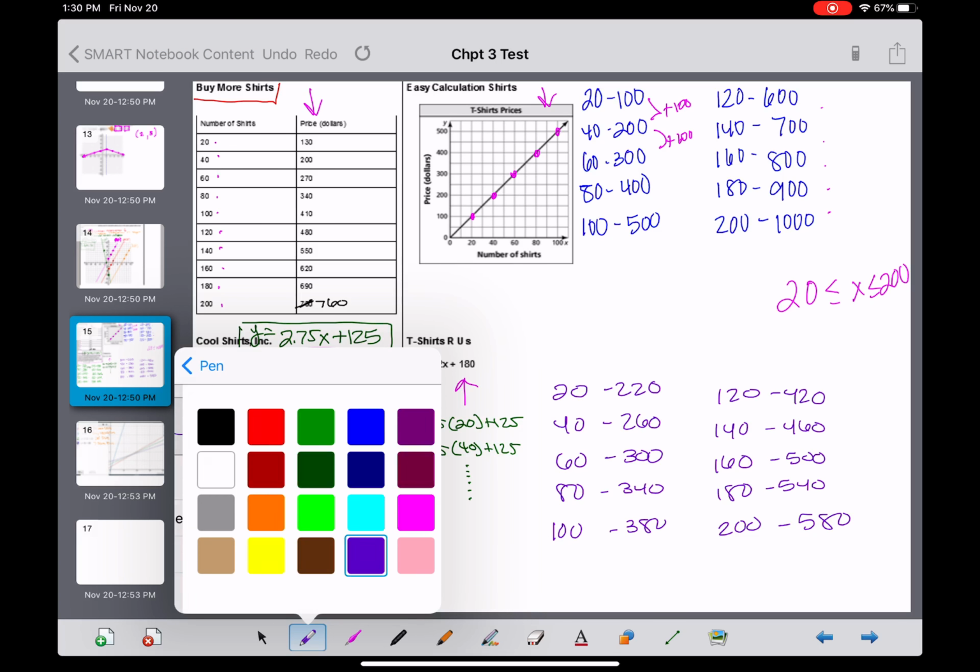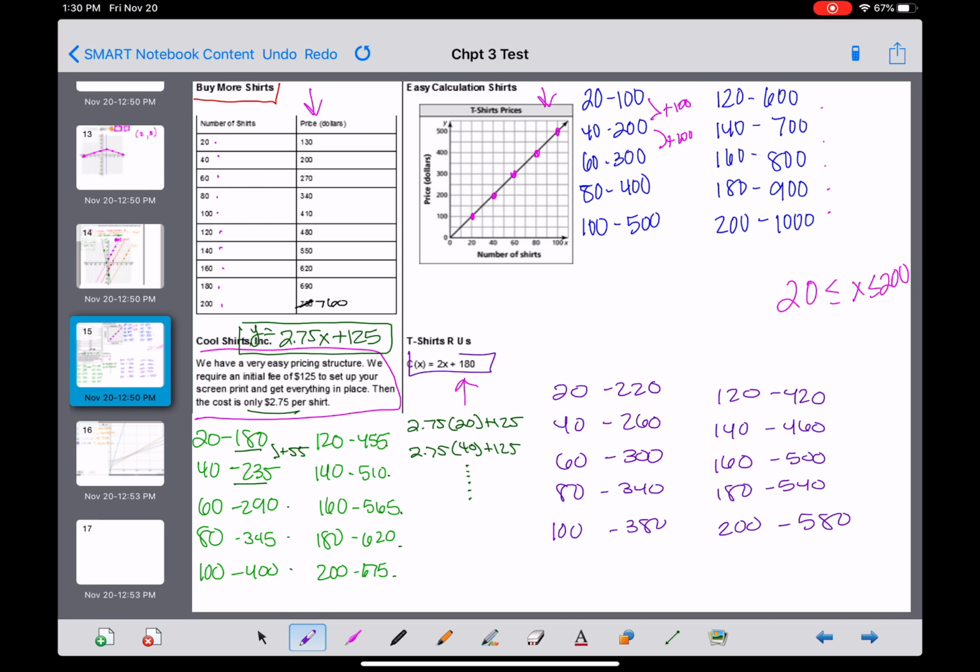Same thing happened with Shirts R Us. It's written as a function, as an equation. So I plugged in my shirt value of 20, multiplied by 2, added 120 to get 220, plugged in 40 to get 260. Okay, I noticed that my change of rate was 40, so I increased by 40 each time.